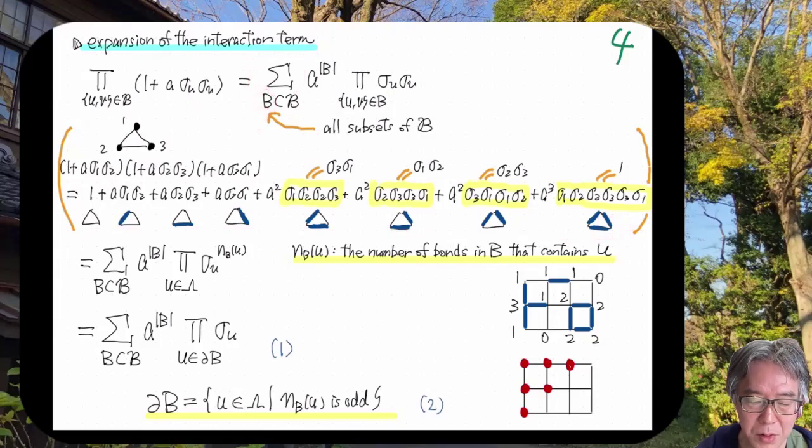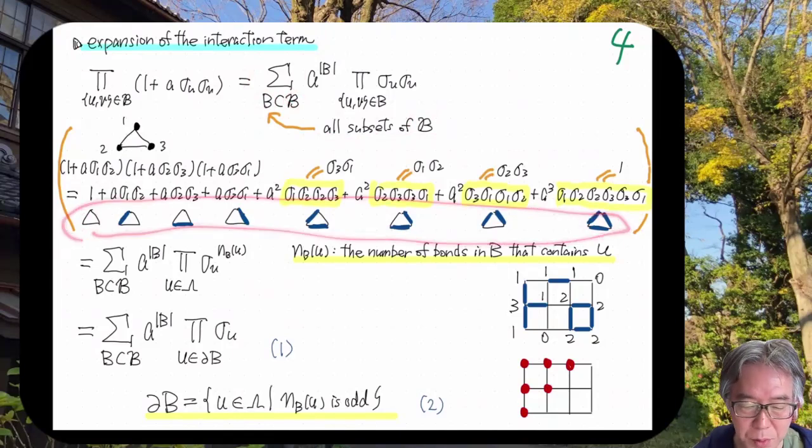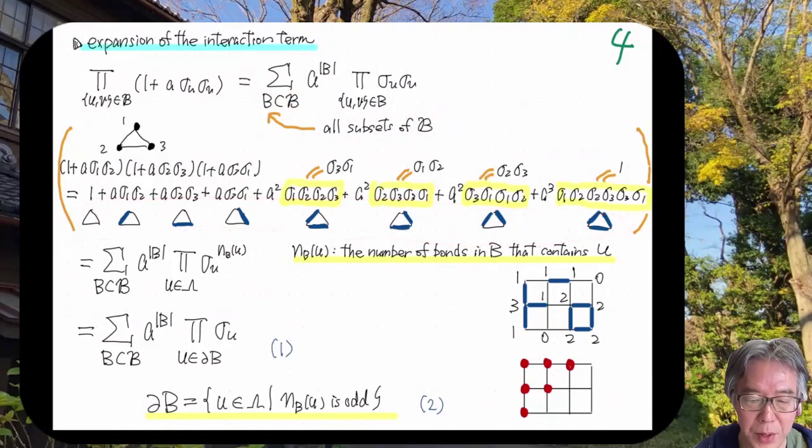Here the summation is over all subsets of this set of bonds B. And of course a subset includes the empty set, and in this case B is B itself. But anyway, this is the summation. I think this is clear from this example. So here you sum over all possible subsets, and here you have this factor like A or A squared, A cubed. Again, this denotes the number of bonds in this subset B. And here you have this product.